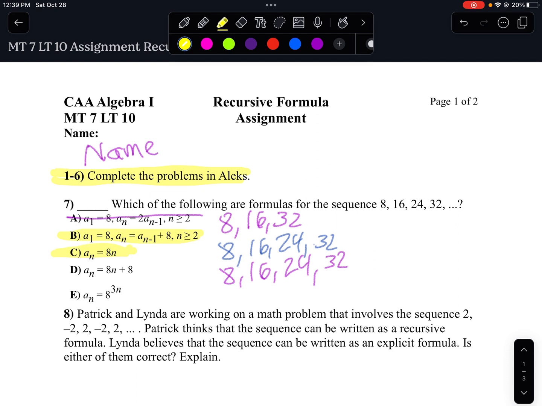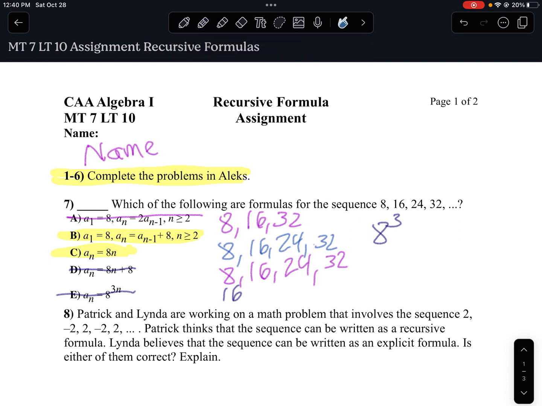So on letter D, we have another explicit one. And we're going to go 8 times 1 plus 8 would be 16. That doesn't match because the first term is not 16. 8 to the third, on letter E, that would be way too big, wouldn't it? That's not your first term. So you only have two choices, B and C.